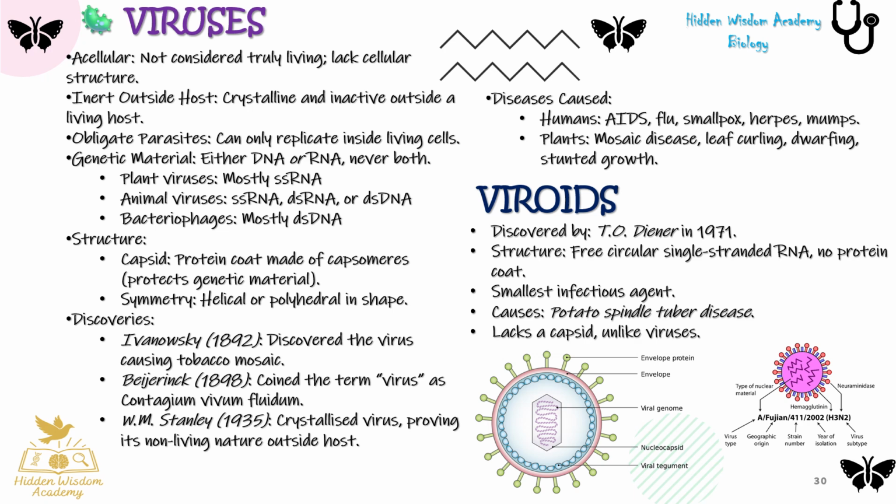Plant viruses are mostly ssRNA. Animal viruses are ssRNA, dsRNA, or dsDNA. Bacteriophages are mostly dsDNA. Structure of viruses: capsid. They have a protein coat made of capsomeres which protects their genetic material. Symmetry. They are either helical or polyhedral in shape.